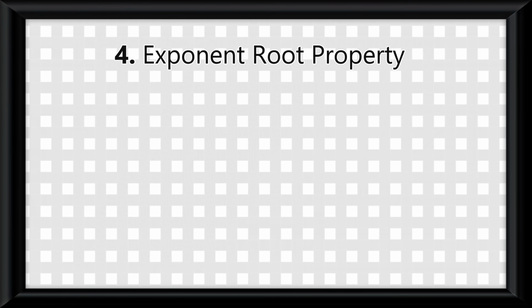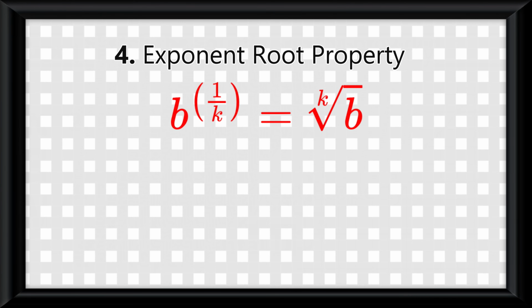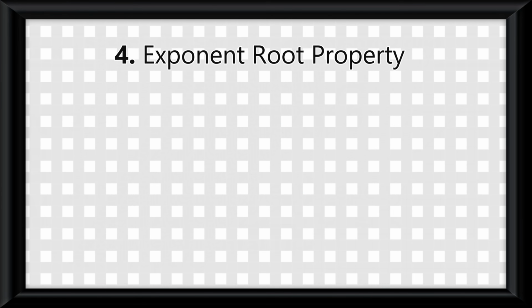Finally, we have the last property, which doesn't really have a name, so for our cases, we're just going to call it the exponent root property. It states the following: b to the 1 over k is equal to the kth root of b. This means that if you ever have a power that is 1 over something, it's really asking you to do what the denominator's root of the function is. So for example, this equation is really asking what the third root of 8 is, which is 2. And that is really all.